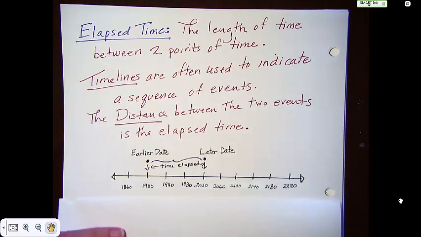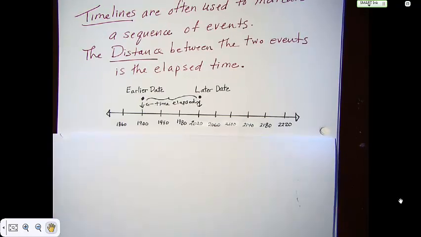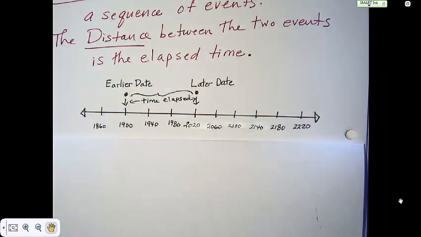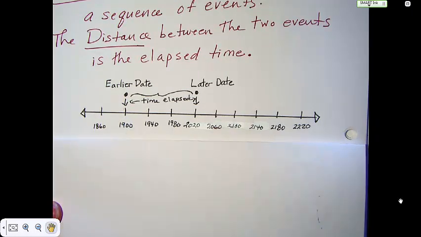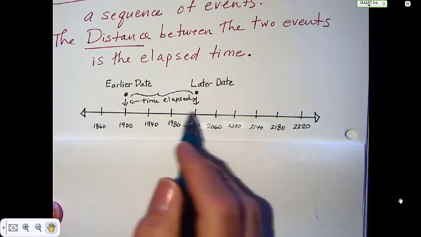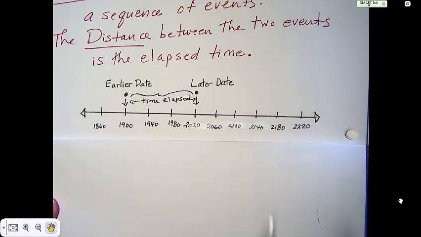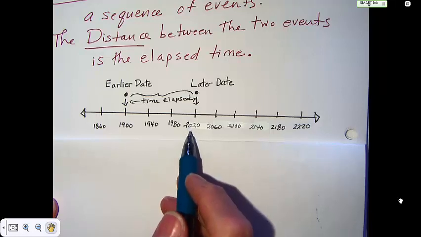So I drew a timeline right here, and I didn't put what happened on these dates, but I think the timeline is sufficient. I'm going to blow that up just a tiny little bit so you can see it a little better. Okay, so the earlier date, let's say, is 1900. I don't know what happened in 1900, but I'm sure it was exciting. The later date is 2020, which has not happened yet, okay? But I want to know what is the time that would be elapsed between 1900 and 2020.